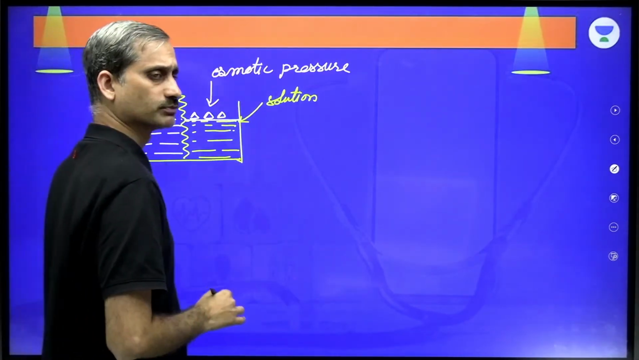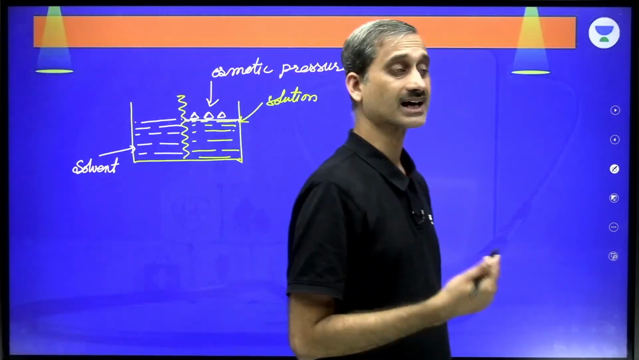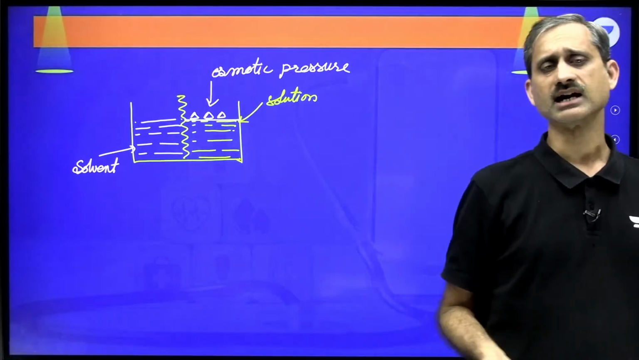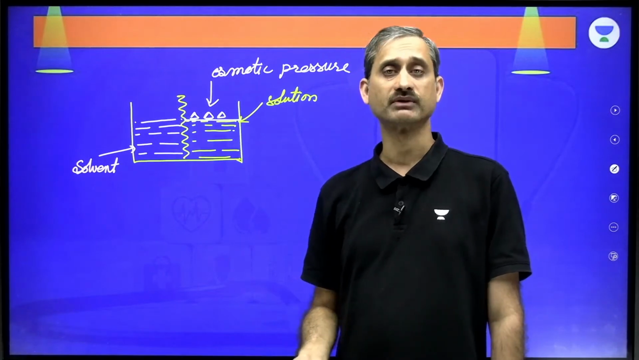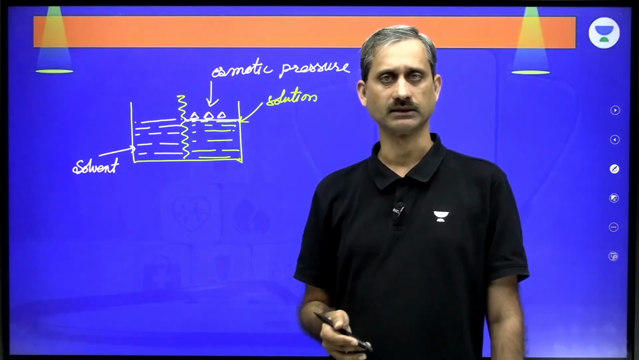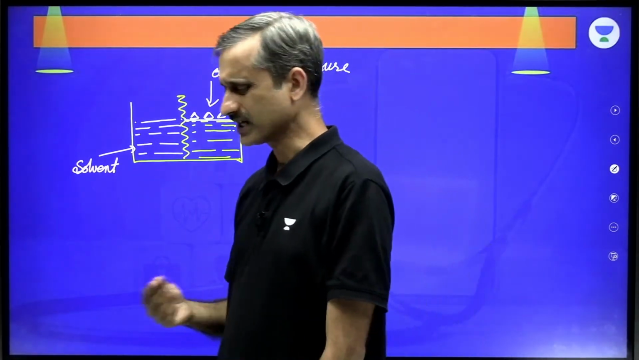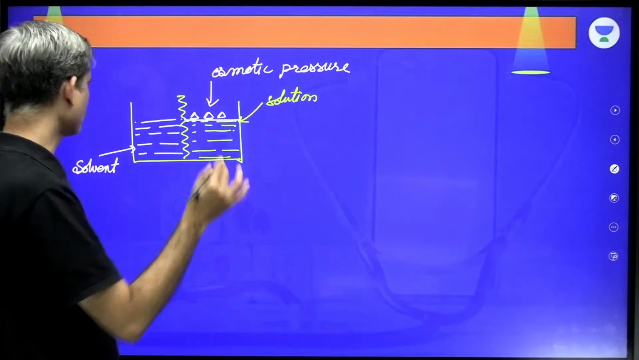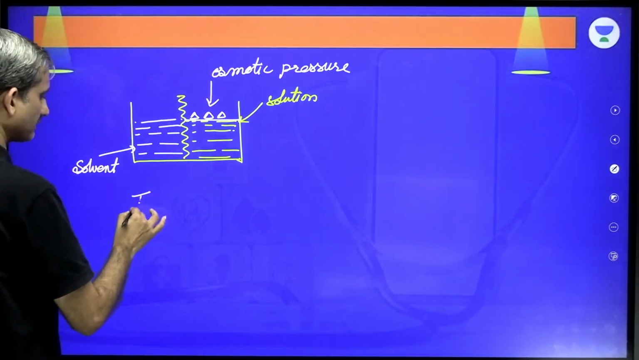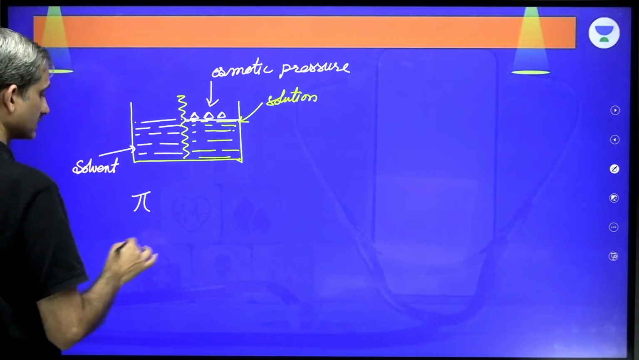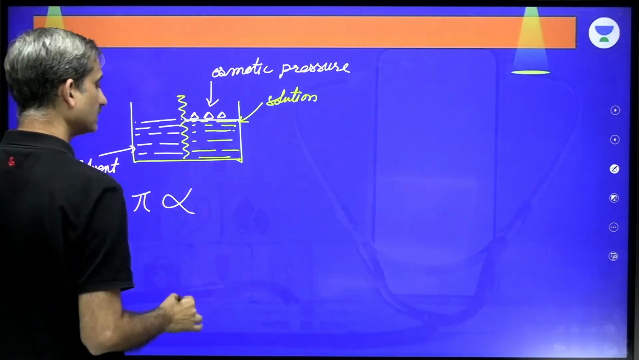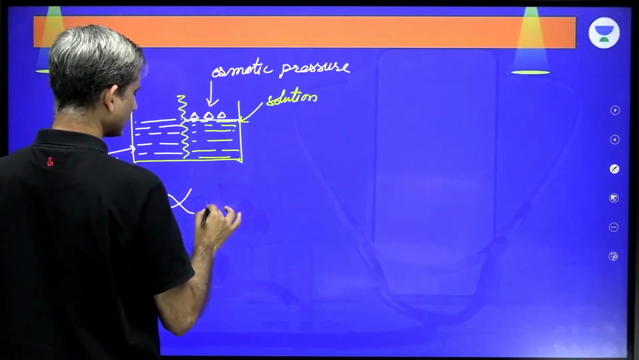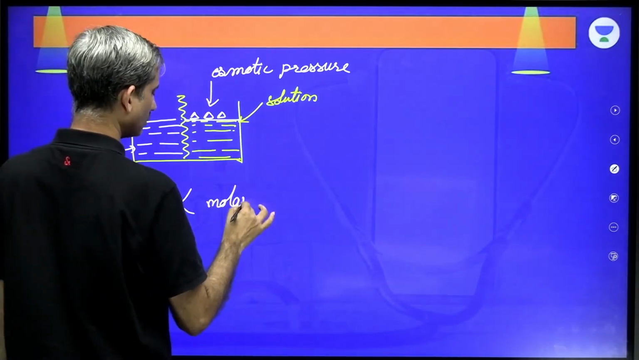Quite obviously, this osmotic pressure is going to depend on the concentration. More is the concentration, more is the pressure that we have to apply on the solution side to prevent the osmosis from taking place. So osmotic pressure is represented by pi. This is the symbol which we use for the osmotic pressure. Now this pi is going to be dependent on concentration, and here the concentration is taken as molarity.